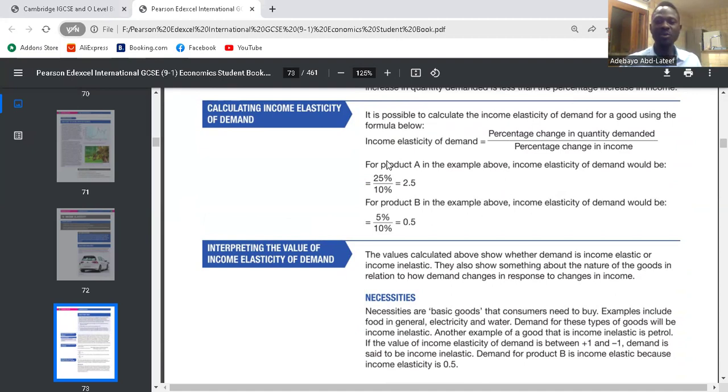Do you understand? So the first thing they want us to link with is necessities. How do we respond when we need to buy a product or a good that is necessary? Does a low income stop us from buying? That's the point. Whatever happens with our income, in as much as the product is a necessity, we would have to buy it, like food, water, clothing. It's important.